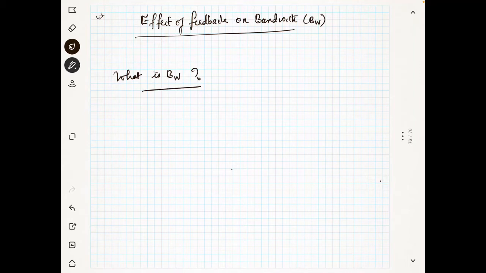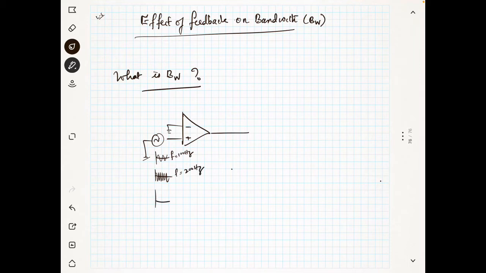If you take any operational amplifier and give some voltage, let's say a very small voltage, then this voltage has some frequency, and you are increasing the frequency. For example, let's say this is 100 hertz, this is 200 hertz, and this is a higher frequency. Like this you are doing.